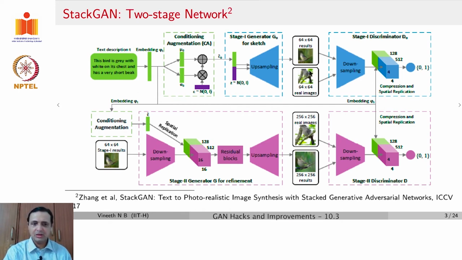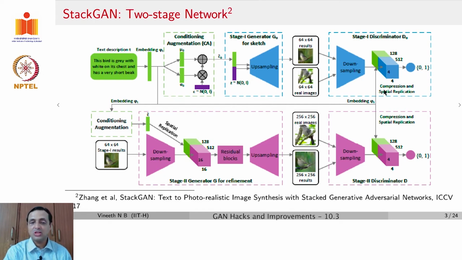In the second stage, the results of the first stage are given as input along with the embedding of the text again. Both of these then go through the second generator stage. So you can see here that the image goes through a downsampling, then the text embedding is concatenated to that downsampled representation. This then goes through a set of residual blocks, which is then upsampled to get the final output 256 cross 256 image, which is what you see here.